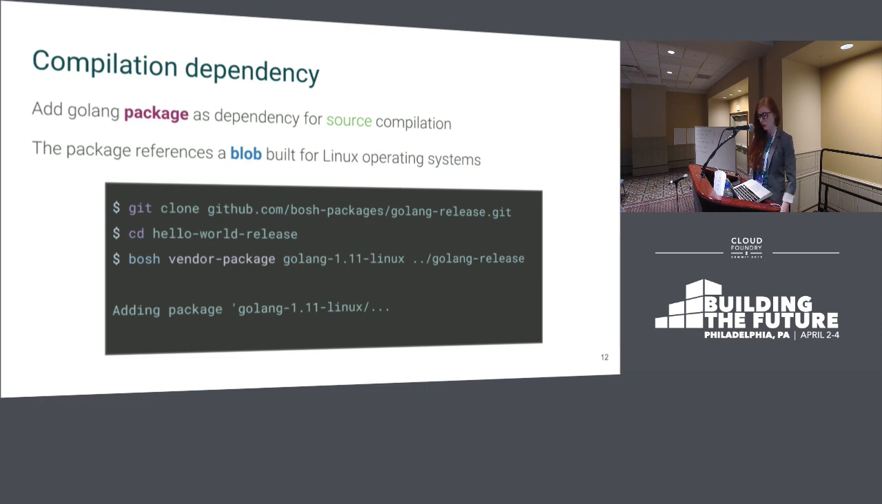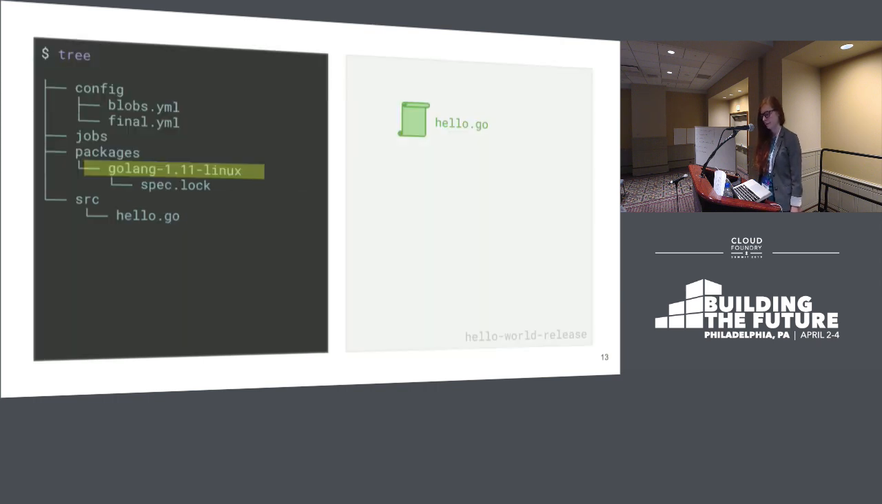We're going to clone a predefined package that the BOSH team has put together for you already. So we'll clone the BOSH package's Golang release. We'll get into our own release we're building, and we'll say bosh vendor-package. This will add that Golang package as a dependency for us to use later. So now, in addition to our source file, we also have this package we've added. So this is still within our release, and it's just a component of our release. And that package references this blob that we're going to use later.